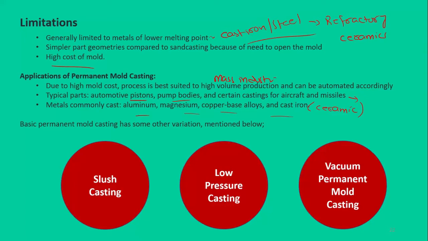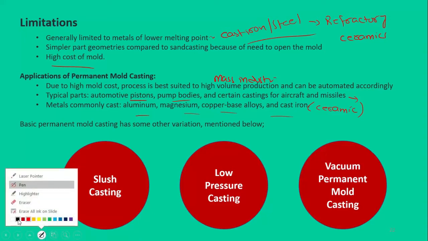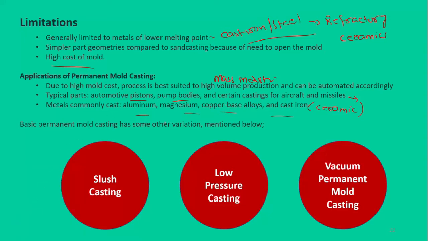Some common types of the basic permanent mold casting, or the gravity die casting. You should remember this name as well, because it differentiates: all of these are die casting, there are dies involved, right? So we need to differentiate between gravity die casting and pressure die casting. So some common types of this permanent mold casting, or the gravity die casting, are the slush casting, low pressure casting, and vacuum permanent mold casting. So let's start with the first type, that is the slush casting.